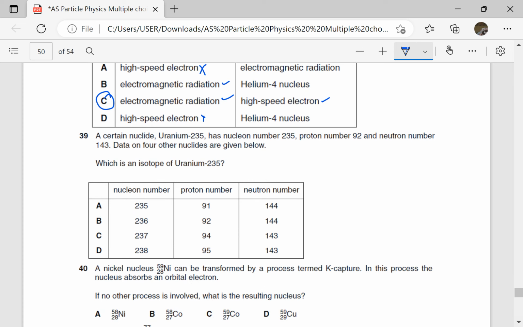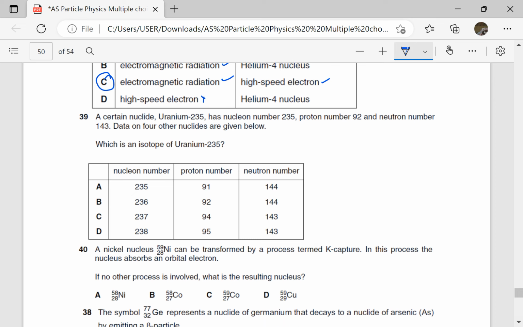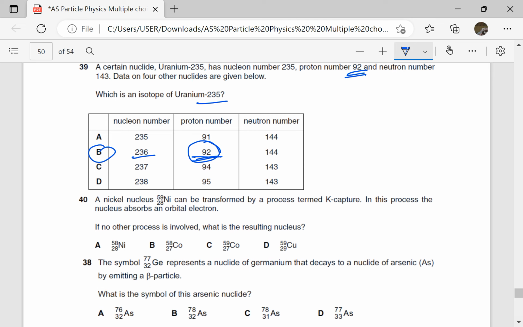A certain nuclide, uranium-235, has nucleon number 235, proton number 92, and neutron number 143. Data on 4 other nuclides are given below. Which is an isotope of uranium-235? An isotope must have the same proton number as 92, so proton number 92, and the nucleon number should be different. So the answer is most likely going to be B, because if uranium has proton number 92, its isotope should have the same proton number. So the answer is B.